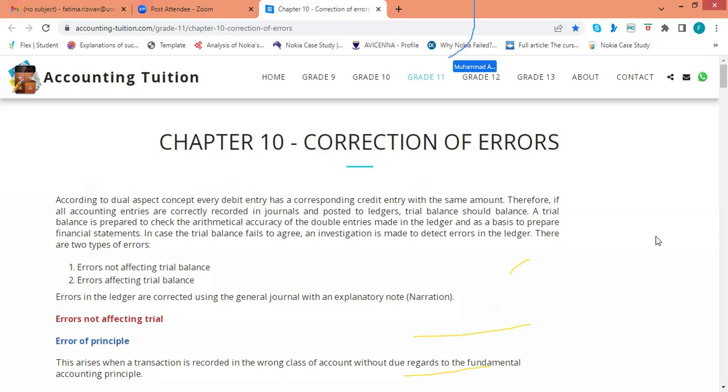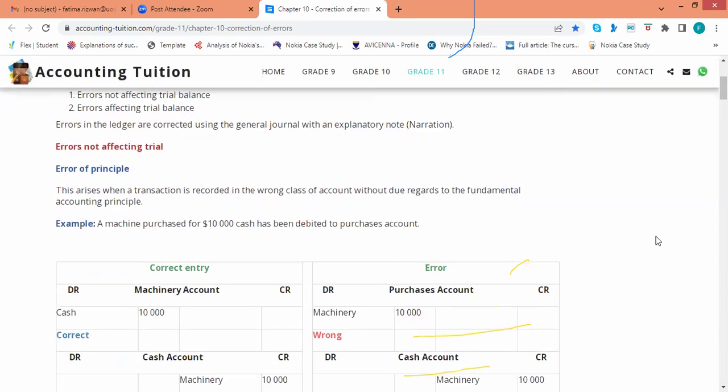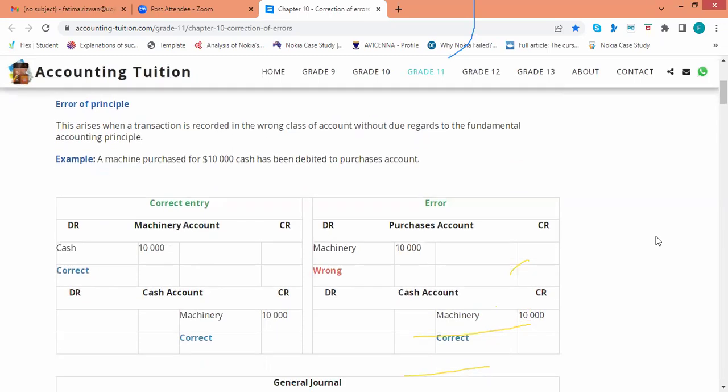So we are going to revise today what the errors were that do not affect the trial balance, that after these errors, the debit and credit sides are equal. Okay, but then you have to figure it out yourself, how do we know that there is some error that has been made and how do we rectify it. So please note down that these types of errors are called errors that do not affect the trial balance. Number one is called error of principle.